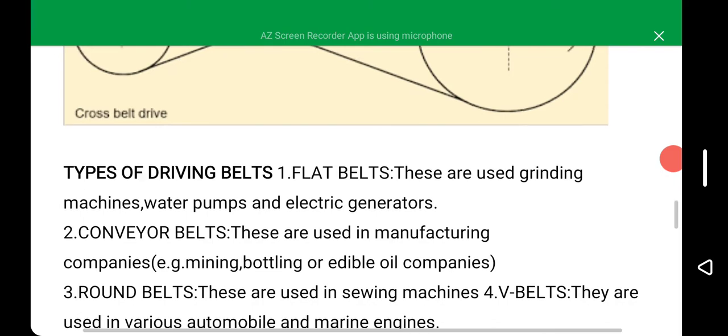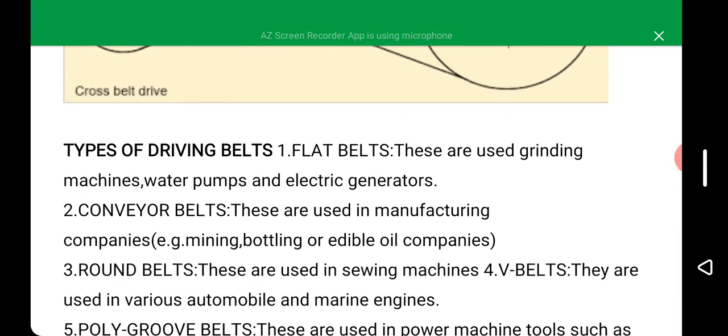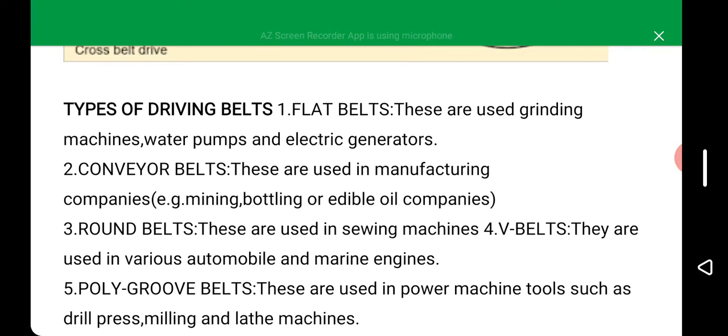Now, types of driving belt. So we have driving belts, and we have the types. The type number one is what? Flat belt. These are used in grinding machines, water pumps, and electric generators. So this is where we can see flat belts.